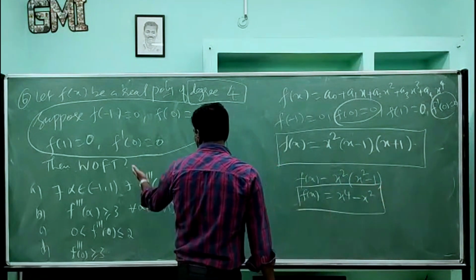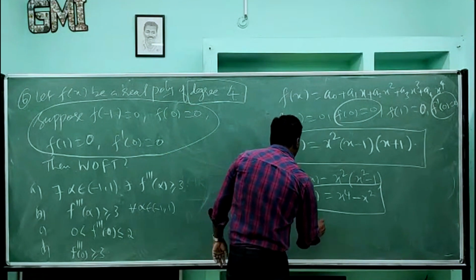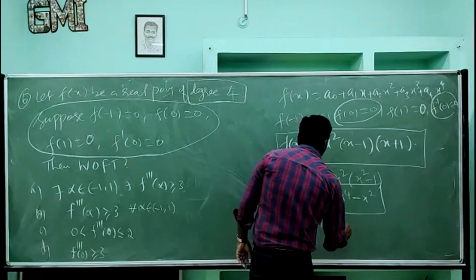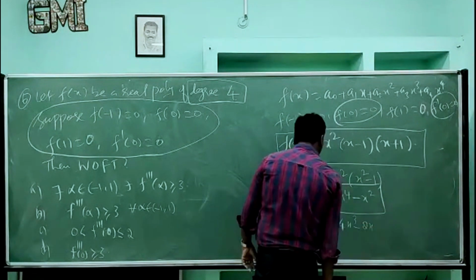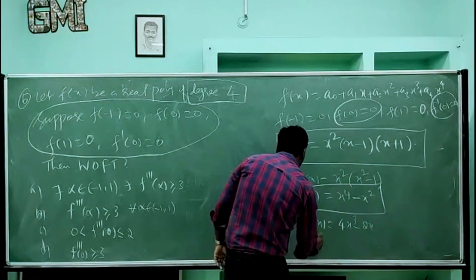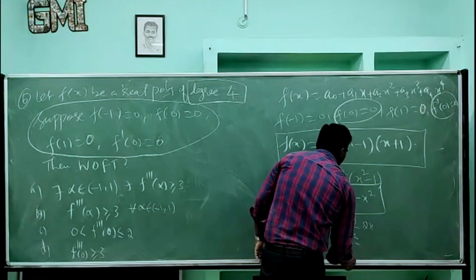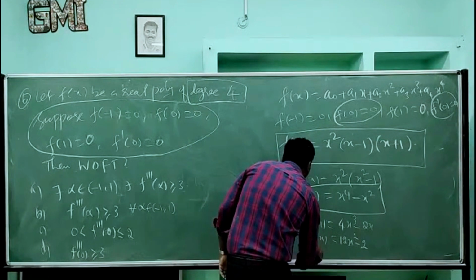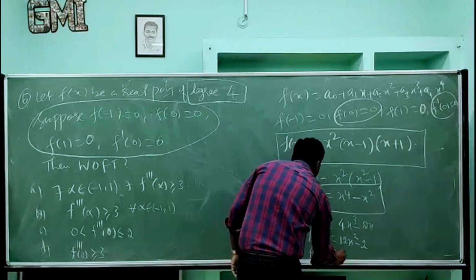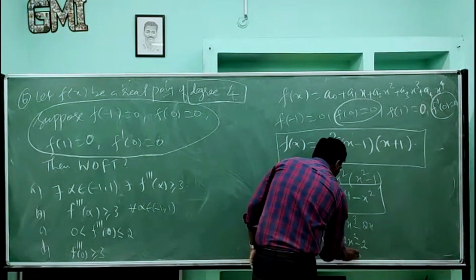Now just take the derivative and check all the values. First, f prime of x equals 4x cube minus 2x. F double prime of x equals 12x square minus 2. F triple prime of x equals 24x, that's all.